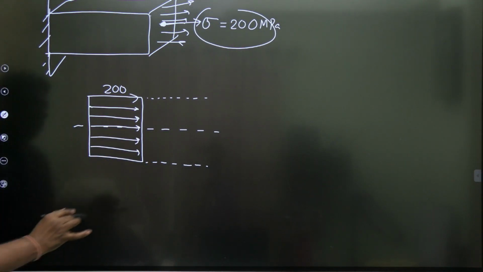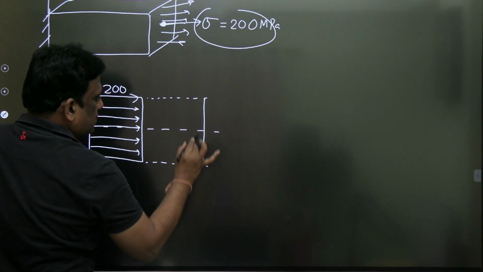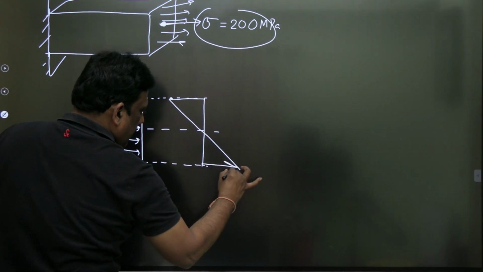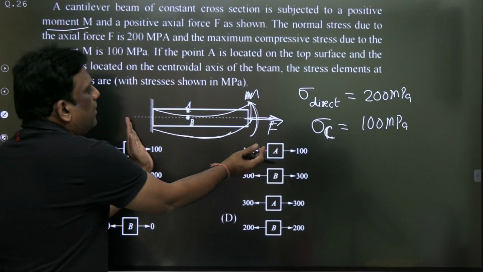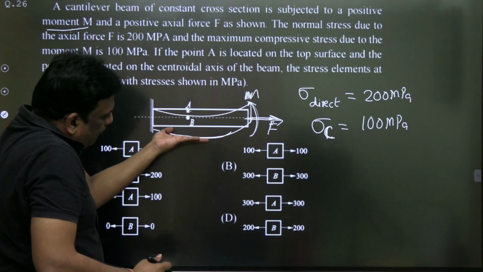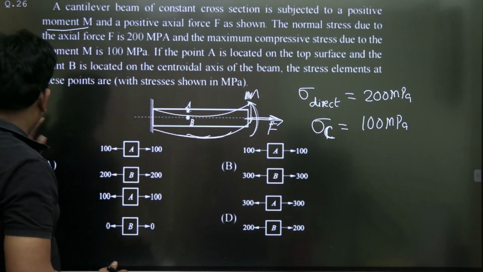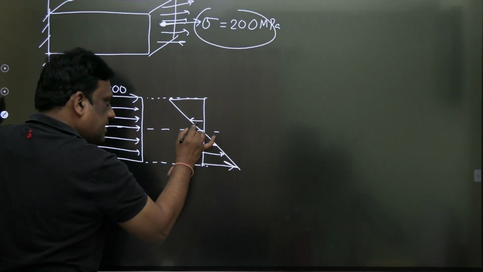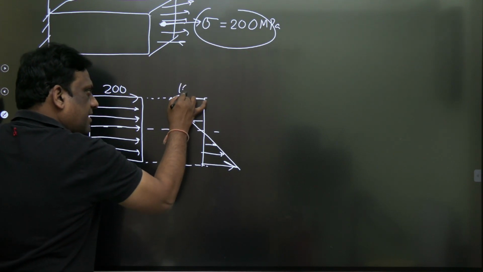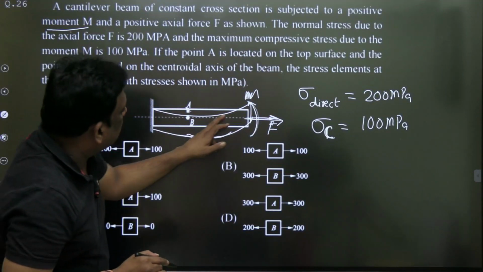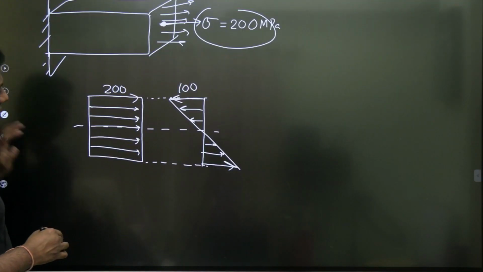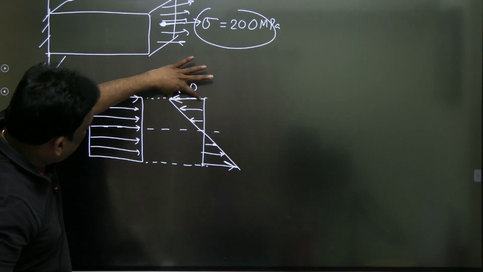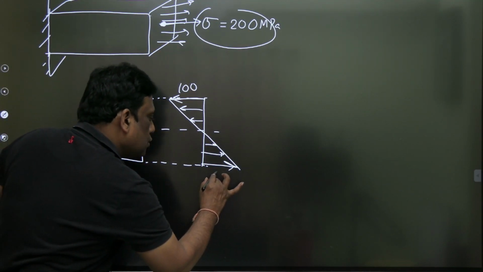And clearly, the bending stresses are like this. It varies linearly. If you see the figure, the bending moment is like this. Therefore, the bottom fiber is in tension and the top fiber is in compression. This is given as 100. The compressive is 100. So dear students, it is a rectangular section. Therefore, if the maximum compressive is 100, the maximum tensile is also 100.